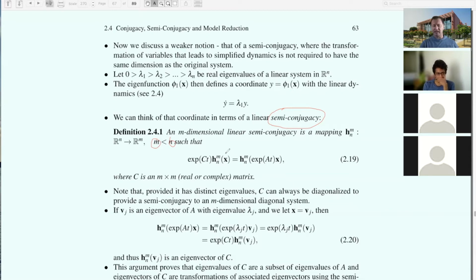H_mn maps an n-dimensional vector to an m-dimensional vector, but the rest is similar. So if I take an initial condition x, advance it by the flow of A, and then map, that's exactly the same as taking x, mapping it by H, and then advancing by this lower dimensional flow. That's the idea of the semi-conjugacy.